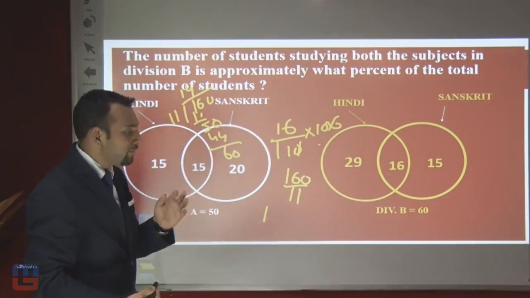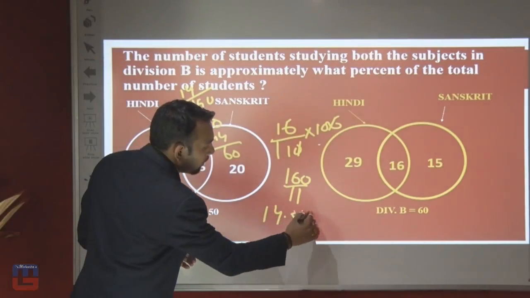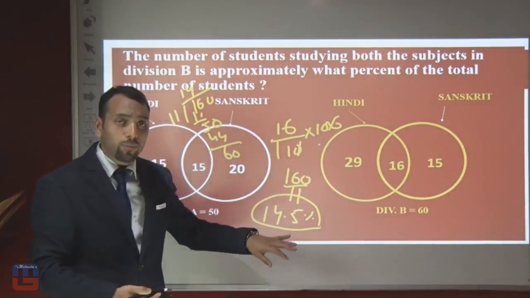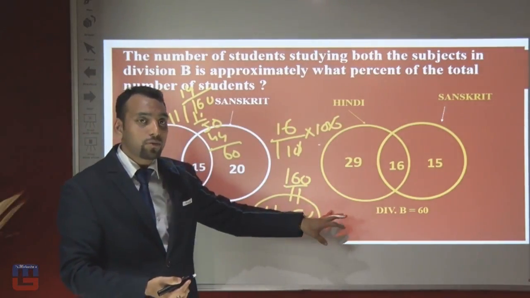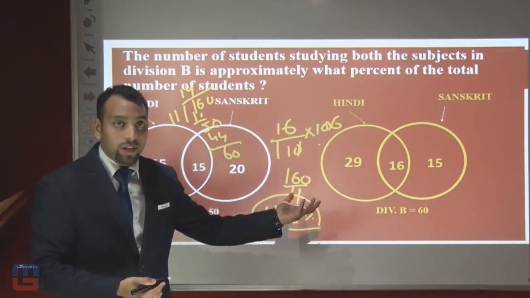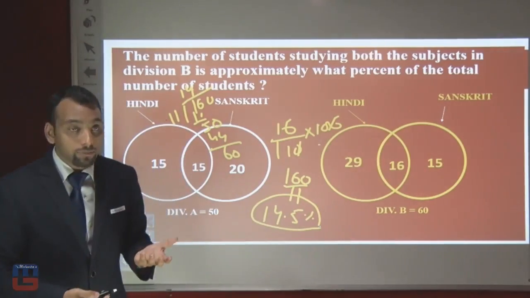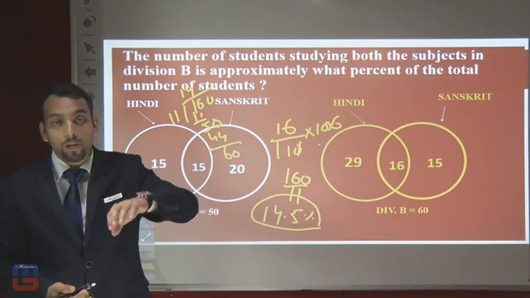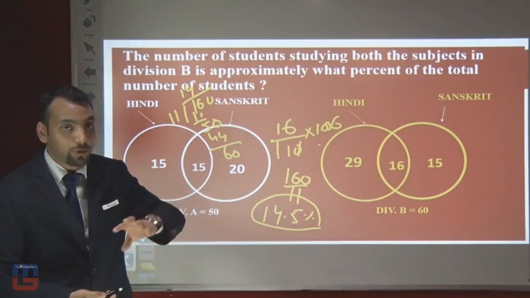So you can say 14.5% will be the approximate answer, or if you have the option like 14.5% or 15%, you can say so. Approximately you can put the answer, right? So the answer of this question will be near about 14.5, or you can also say 15%, the answer of this question, right?